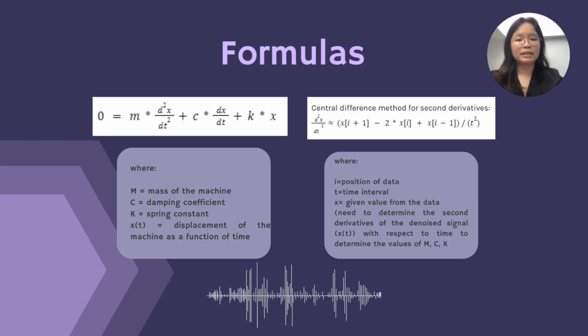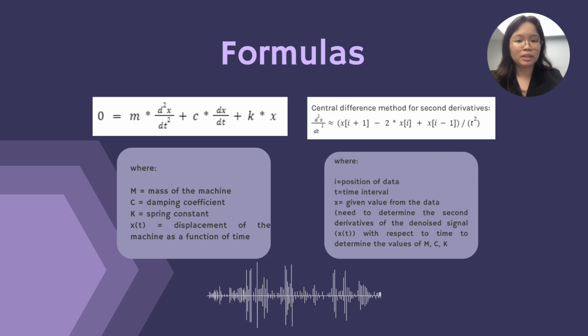The formulas presented are crucial for the data denoising problem using Haar wavelets. The first formula is a second order differential equation shown on the left side of the slide. This equation is commonly used in mechanical and structural engineering to describe systems like vibrating machinery or structures. Here, m is the mass of the machine, c is the damping coefficient representing resistance to motion, and k is the spring constant representing the system's stiffness.